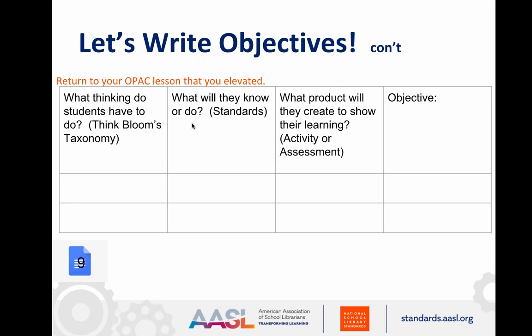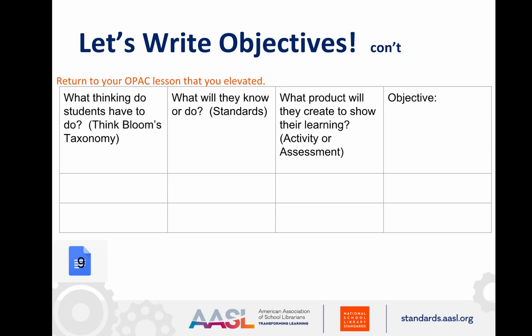Think about the standard that you have selected in your elevation for that lesson. What are students going to be able to walk away with according to the standard? And think about the product that they'll create. And remember, that can be something that comes from an activity they do, or it can be a formal or informal assessment. For instance, if you wanted to see that students were successful in crafting a keyword search and then using the OPAC results to find a book on the shelf, now, I wouldn't do that because that's not in our standards. However, we'll use that example.